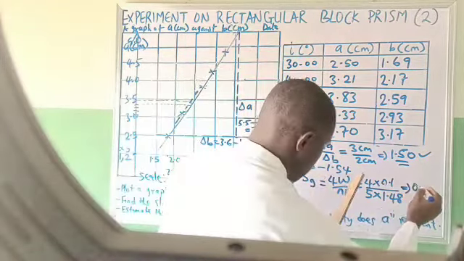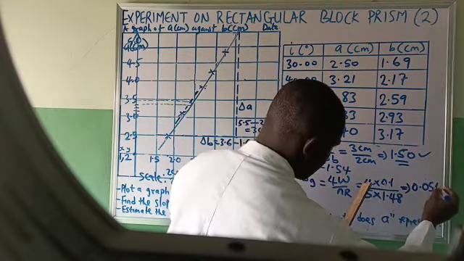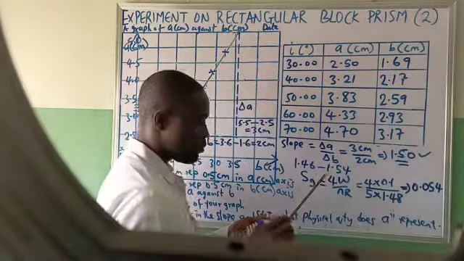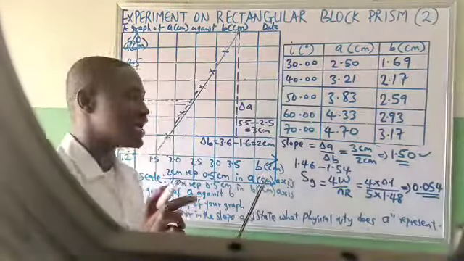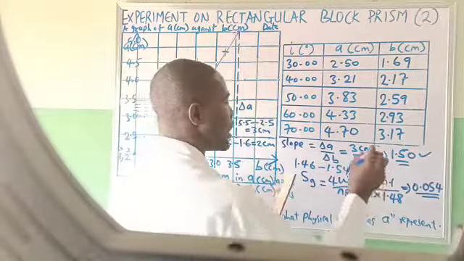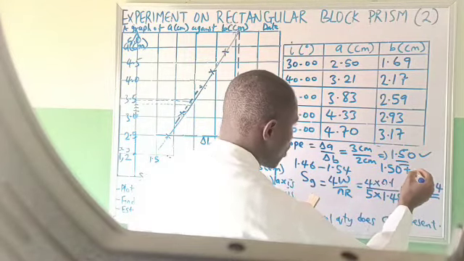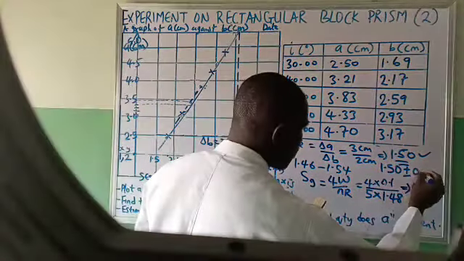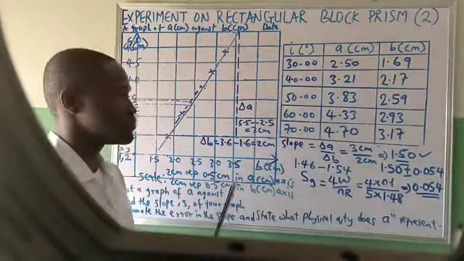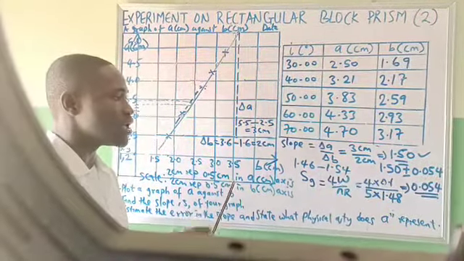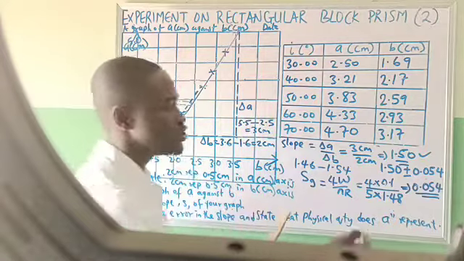That will be giving you 0.054. No unit. Refractive index of a glass has no unit. That means our slope is 1.50 plus or minus 0.054. That is how to package your slope.